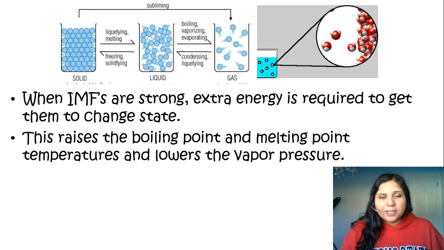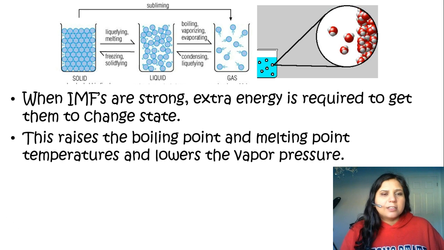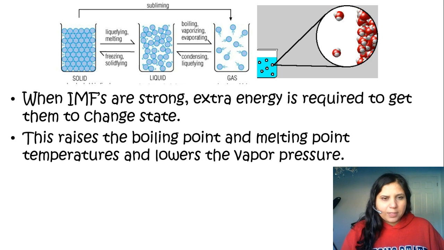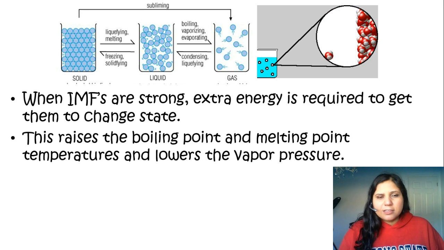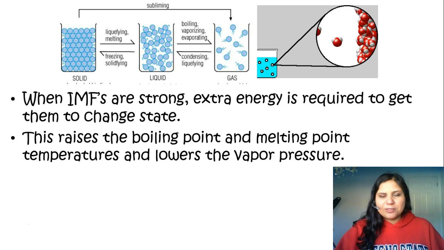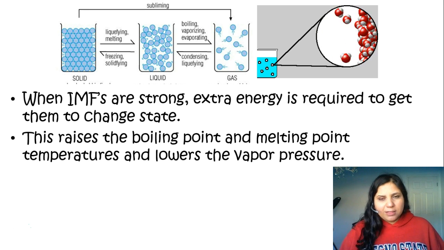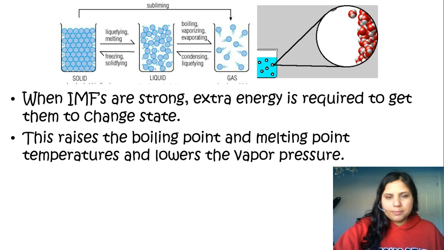All right. When those intermolecular forces are strong, it says we need extra energy to get them to change state. And this is what we're going to spend the next part of this chapter doing: we have to know that those intermolecular forces raise the boiling point, which makes it so you have to add more energy to get them to boil. They raise the melting point as well, so from solid to liquid, and they lower something called vapor pressure, and we'll get into that later.